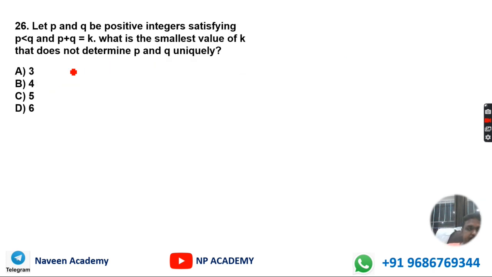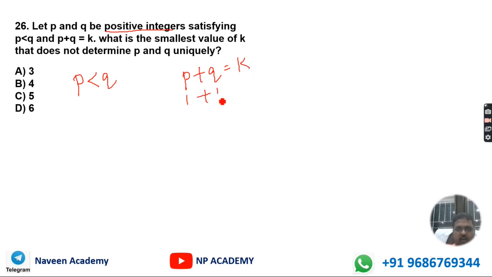Next question. Let P and Q be positive integers satisfying P is less than Q and P plus Q is equal to K. What is the smallest value of K that does not determine P and Q uniquely? See everybody, they told P is less than Q and positive integers. So positive integers means we have to use 1, 2, 3, 4, 5, 6, 7, 8. Everybody clear, my dear friends? And they told P plus Q is equal to K.